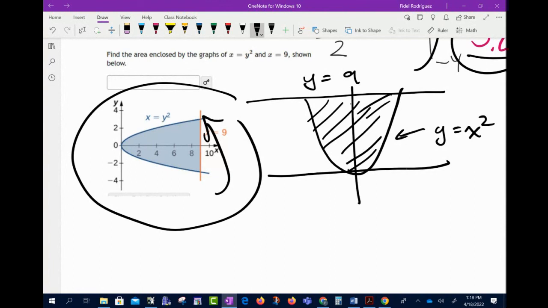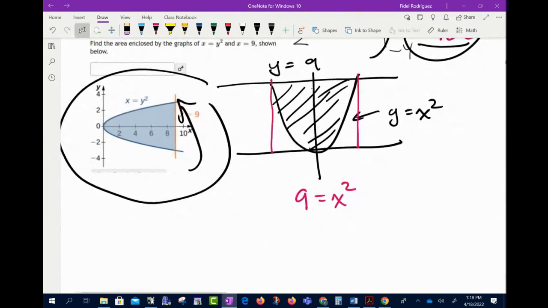Now first thing we're going to do, we need to find the points where they intersect, right? So we need to find our limits of integration. We need to find this point here and this point here. Okay, remember how we do that, y'all? We just set the two functions equal to each other. So 9 equals x squared. Guys, I'm going to move the 9 over.